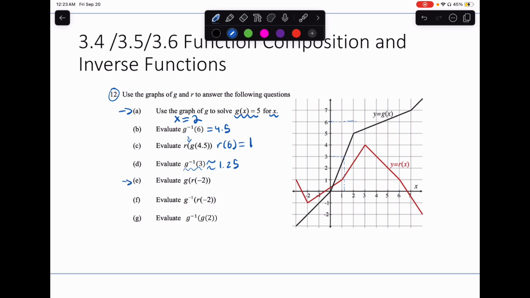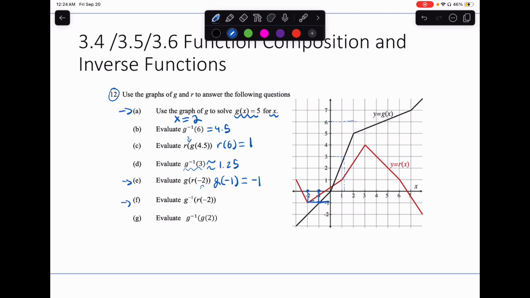Now for E, it's simple, there are no inverses, right? We know -2 is going to be our input for r. So when x is -2, right over here, the associated output value for r, our red function, is right here, that's going to be -1. So that becomes our input for g, so we have g of -1. And then for g of -1, we look when x is -1. What is our g? Well, that's also going to be equal to -1.